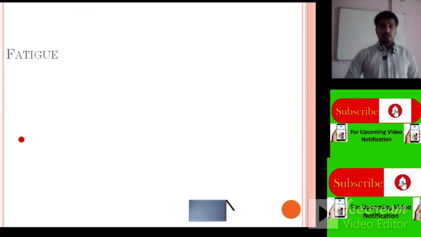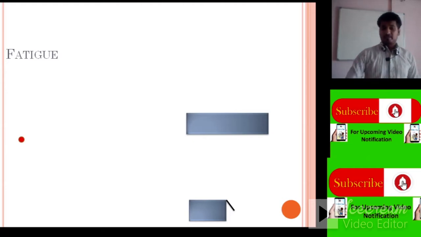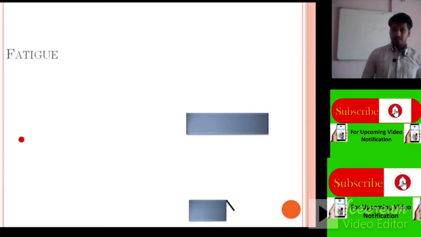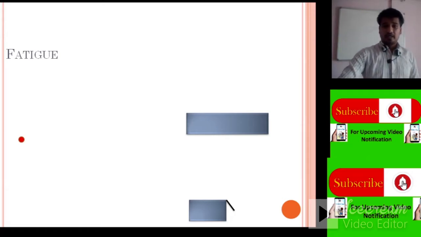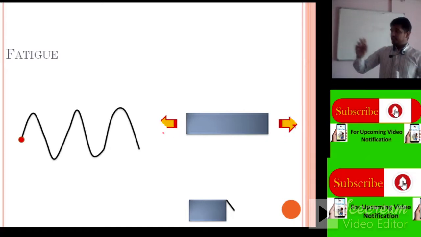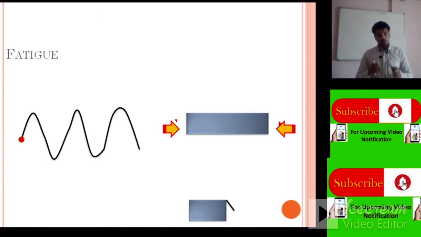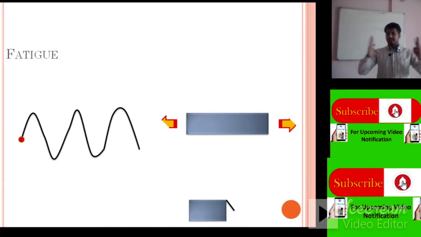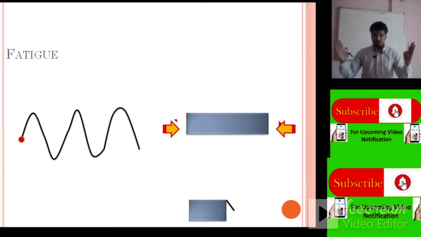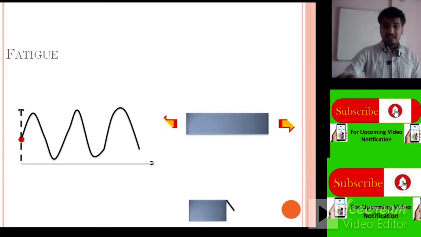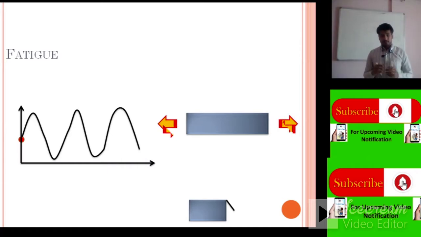After this, the next property is fatigue. In this property we consider a metal rod shown in the figure, a long metal rod, and we apply a fluctuating load. Here the yellow images are applying the fluctuating load. Fluctuating load means it applies tensile load as well as compressive load simultaneously. Because of the fluctuating load, the material extends and compresses.